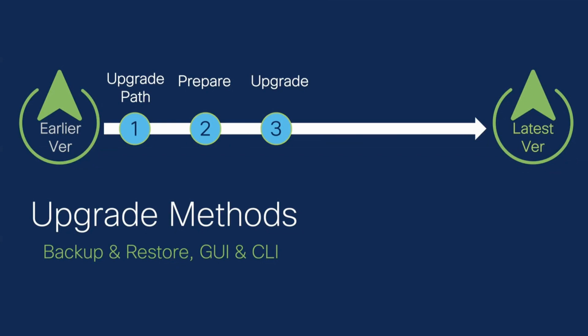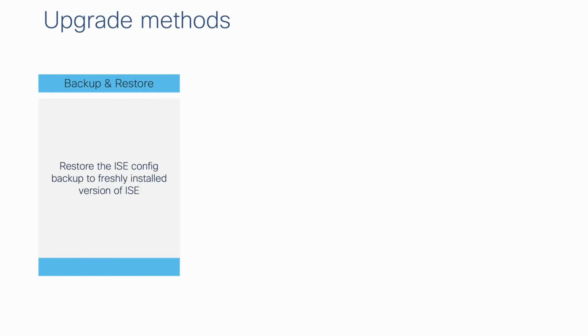What are the upgrade methods available for me? There are three upgrade methods available: backup and restore, GUI, and CLI. At a high level, the backup and restore method is making a parallel deployment to your existing environment, taking the backup of your existing configuration and restoring it onto the new deployment, so that you can build the parallel deployment and slowly move your traffic from the old deployment to the new deployment. That's what the backup and restore method is.